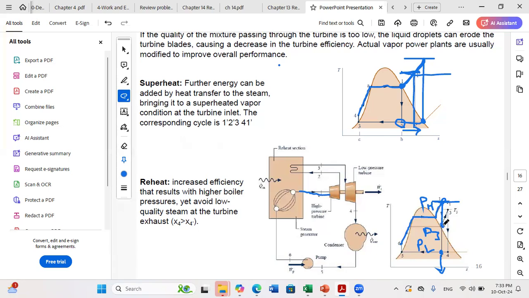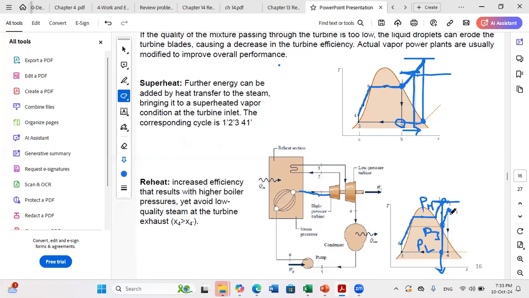Now, I want to enter another stage of turbine. But before entering it, I need to increase the temperature again. Because if I don't reheat, what will happen? I will exit at 4 prime, and I don't want this. So what I want to do is heat my fluid again to reach larger values of entropy. Because when I increase my entropy S, I can reach points with larger quality.